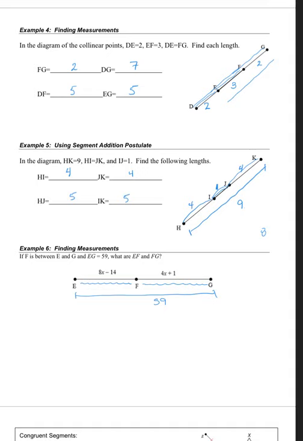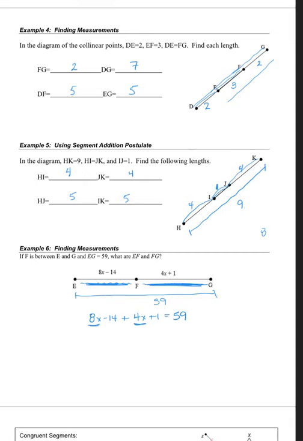So we know that EF, which is 8x minus 14, plus the FG, which is 4x plus 1, should give us the whole thing, the EG part, which is 59. So if I take this little piece plus this little piece, we should get the whole segment. Well, this is what we talked about in the very beginning of class. So we're going to combine our like terms.